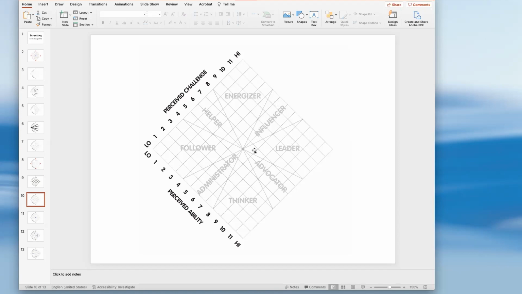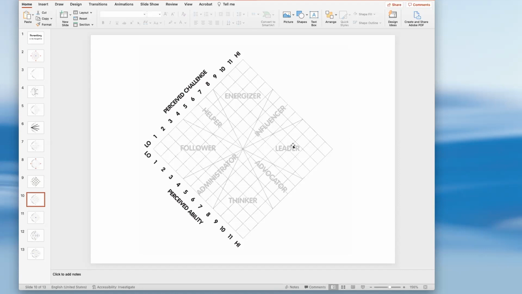Well, that's where this word influencer came into play. So they have some place they want to go and they've got a lot of energy. So they're trying to influence other people to go along that way. So the influencer, the recruiter, that sort of thing.